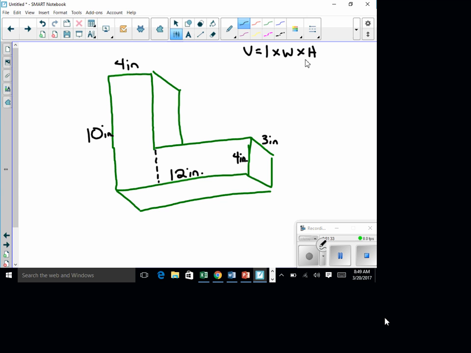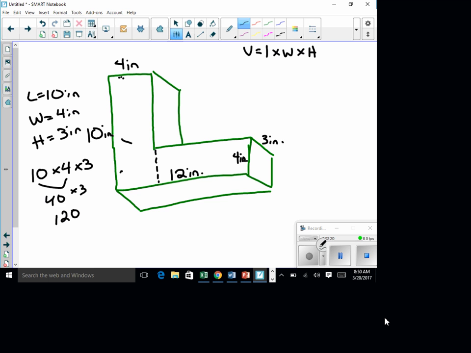On the left one, we have the length, which is 10. The width is up here and it's 4. These are inches. Then if I look around the figure, on the right-hand side the height is 3 inches. So we have enough to solve that left rectangular prism: 10 times 4 times 3. It doesn't matter the order you do them in. 10 times 4 equals 40, and 40 times 3 equals 120. So I have 120 cubic inches in this one.